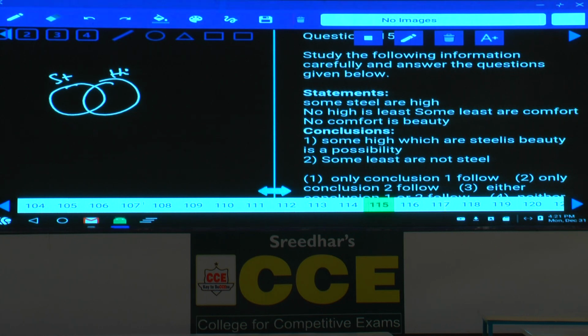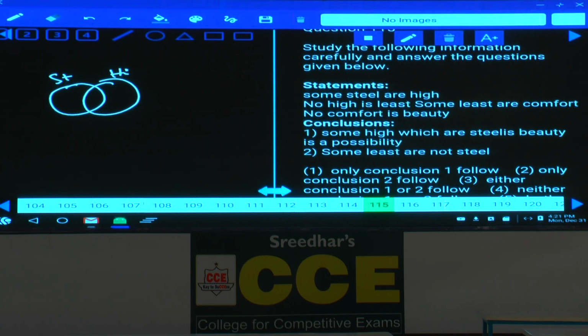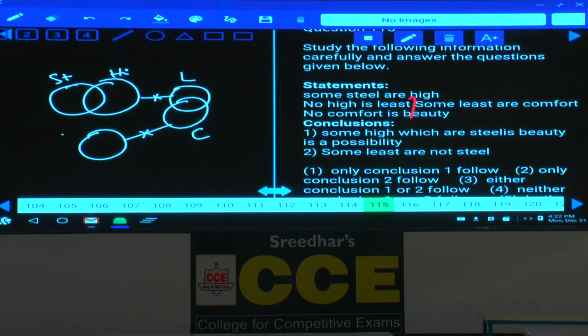No high is least. This is one more statement. No high is least can be written like this. And next one: some least are comfort, which can be written like this. And no comfort is beauty, so there is no intersection between comfort and beauty.